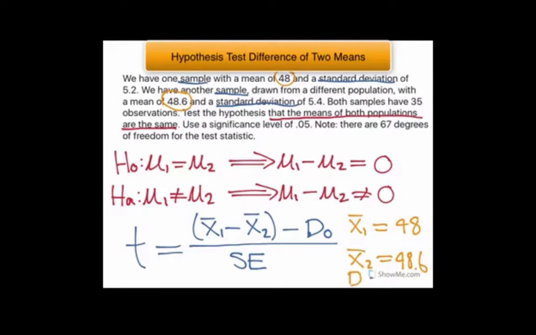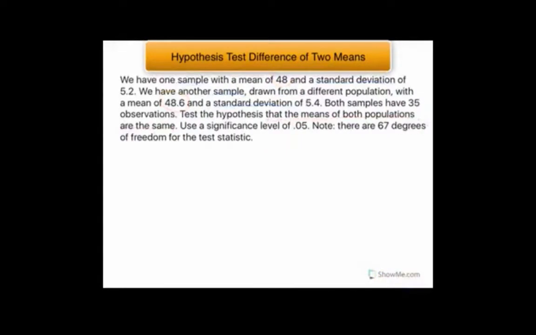This d with the 0 subscript, like I said, that's the hypothesized difference. In this case, it's 0, because if you look at the hypotheses, our hypothesis is that the difference is equal to 0. So this is why 0 is the hypothesized difference. And that's often the case. A lot of times for these tests, you'll have 0 for your hypothesized difference. Not always, though.